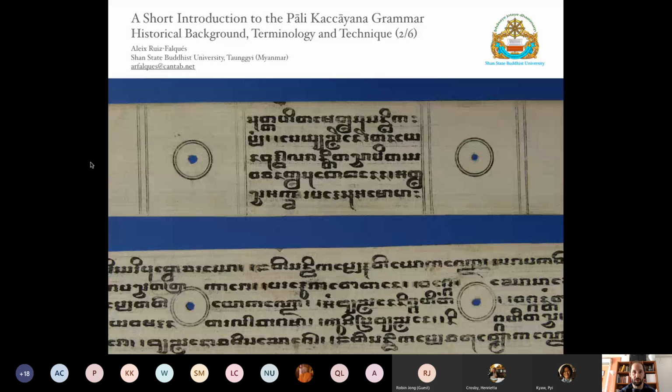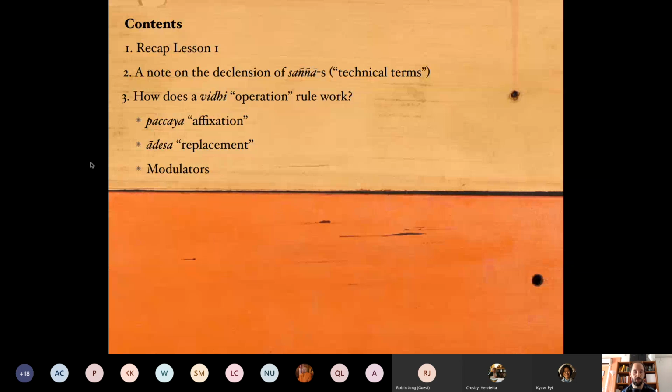So now, without further ado, we will start this second session. Today we are going to see a little bit of what we did in the first session last week, to refresh our memory first. Next, point 2, a note on the declension of technical terms. As you can see, things are getting a little bit technical already, literally technical. But this note is simply an introduction to point 3, the third topic of today, which is the most important one. That's the thing that I would like you to take home.